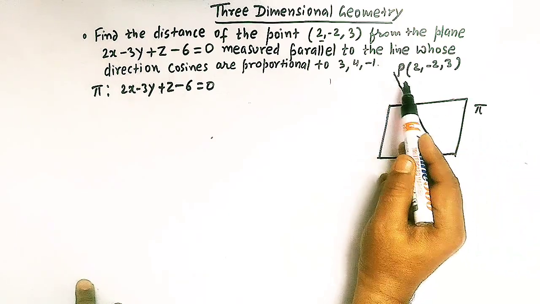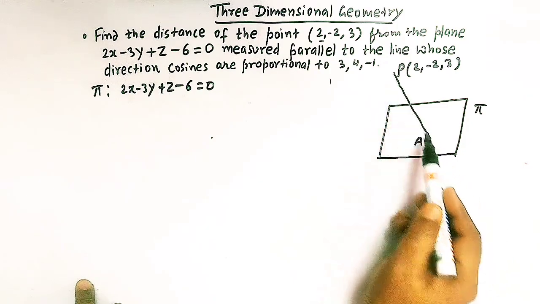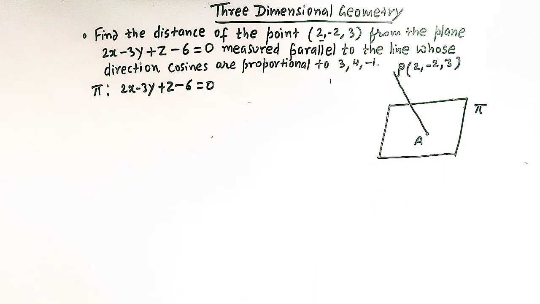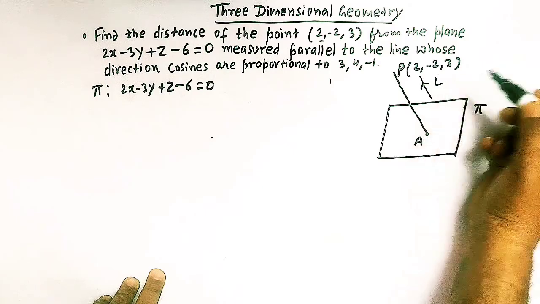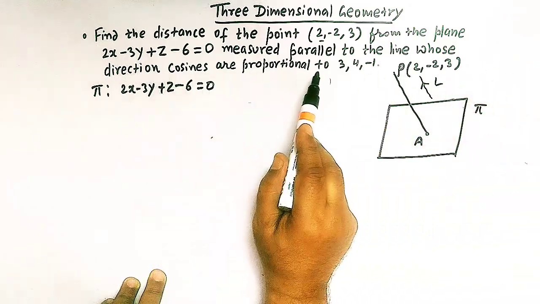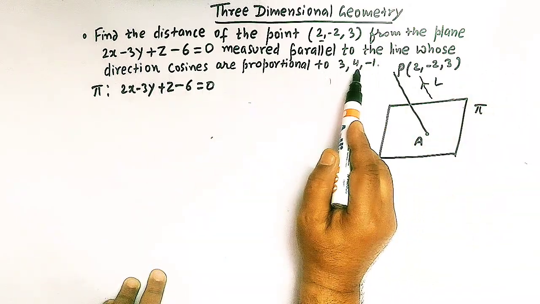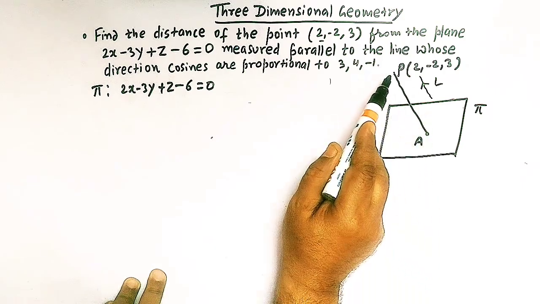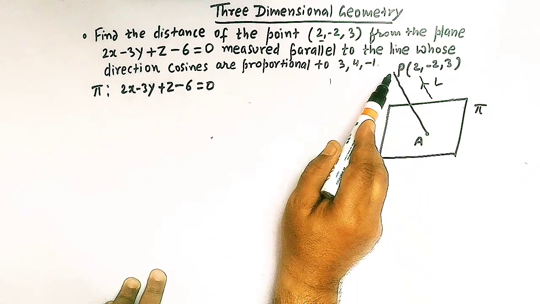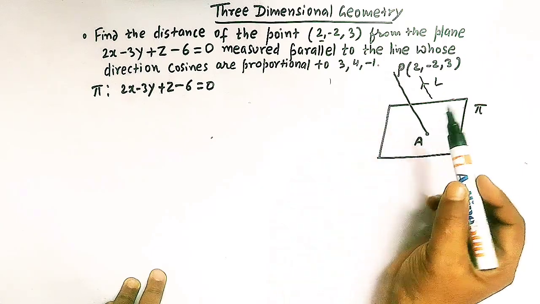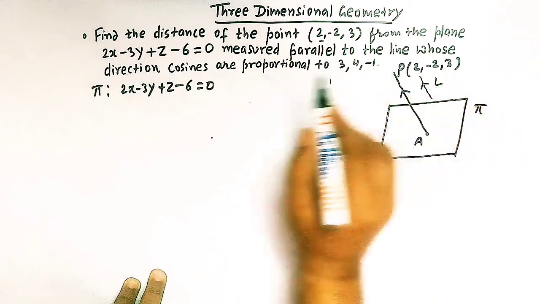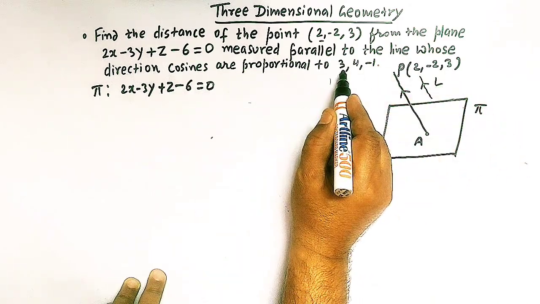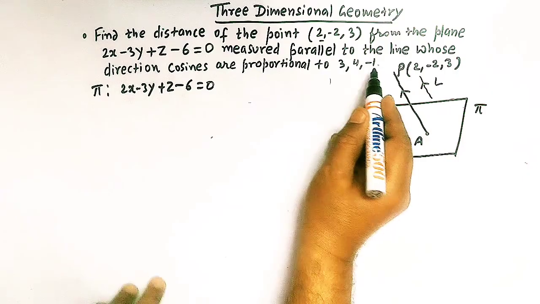This line PA is given to be parallel to this line L. Say this is the line L whose direction cosines are proportional to these numbers 3, 4 and -1. So we have to measure here this distance, that is PA, along this line L, whose direction cosines are proportional to 3, 4, and -1.